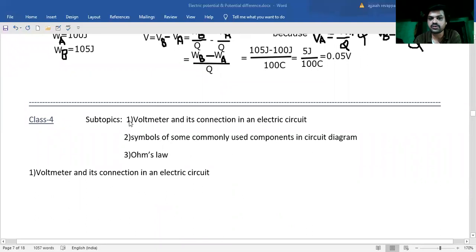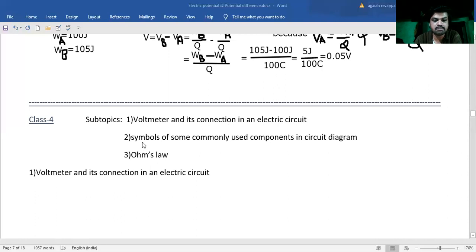Today what we are going to learn? Voltmeter. It is a device we use to measure the potential difference, and its connection in an electric circuit. How is this voltmeter connected in the circuit to measure the potential difference? Like the ammeter is always connected in series, so how are we going to connect this voltmeter? That is what we are going to study.